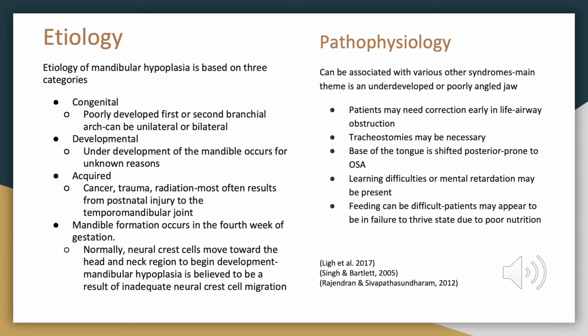Pathophysiology really has a common theme of an underdeveloped or a poorly angled jaw. Patients may need correction early on in life due to an airway obstruction, and a tracheostomy may be necessary for a definitive airway. With the base of the tongue being commonly shifted posterior, these patients can be really prone to obstructive sleep apnea. With some of the syndromes, learning difficulty or mental retardation may be present, and feeding may be difficult. Some of these patients may present with a failure to thrive state due to poor nutrition, and some of these patients may show with a weight that may be significantly less than what you would expect for their age.